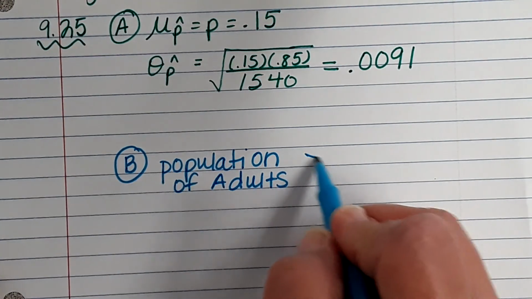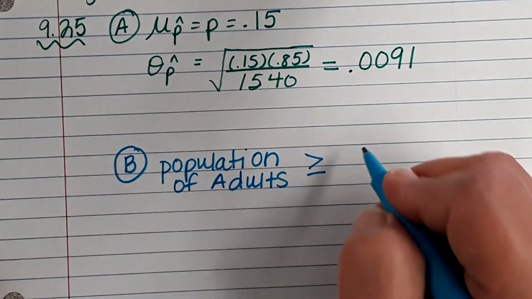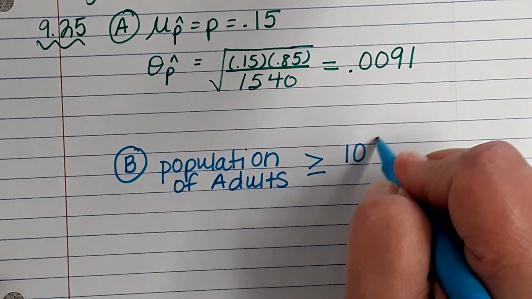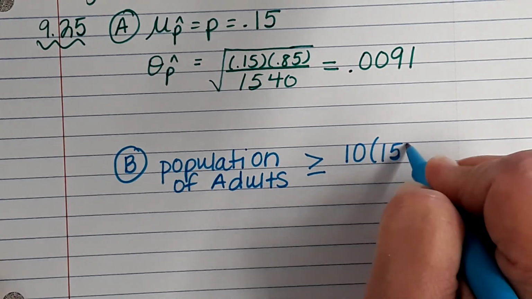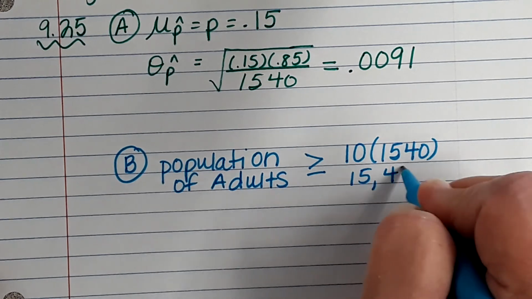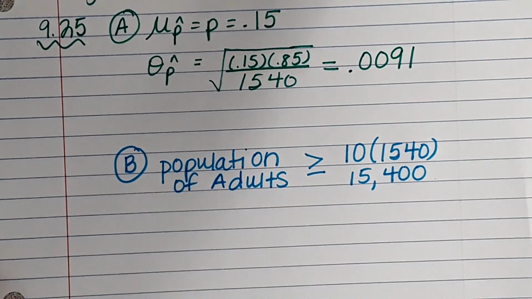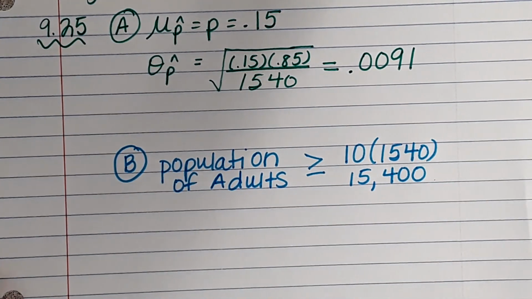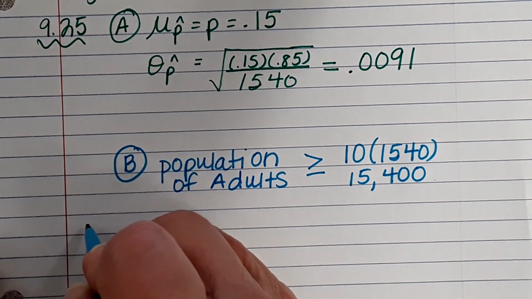It needs to be greater than or equal to what? 10 times 1,540, which is 15,400. Is the population of adults greater than or equal to that? Yes. So we need to write a sentence.